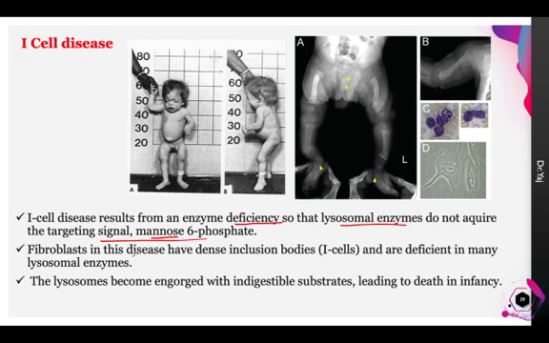So what happens here? The fibroblasts in this disease have dense inclusion bodies, and you can see the inclusions in this part, and these particular cells are known as I-cells. The lysosomes become engorged with indigestible structures, which most of the time leads to death in infancy. And this is a patient who has been diagnosed with I-cell disease. You can see there are severe effects on the phenotype of the patient, and also there is severe mental retardation.